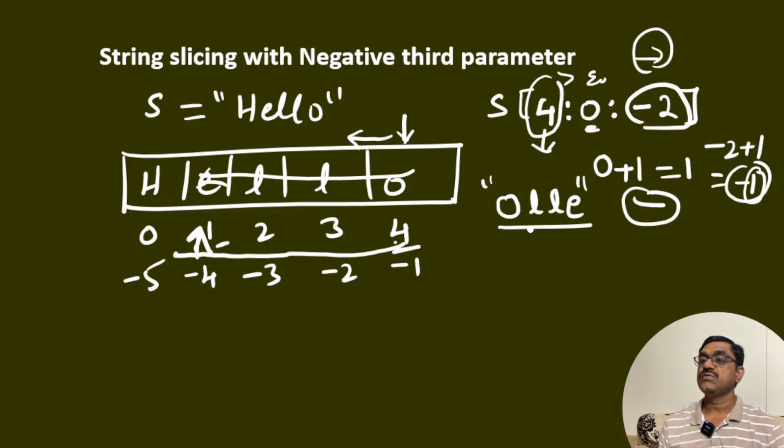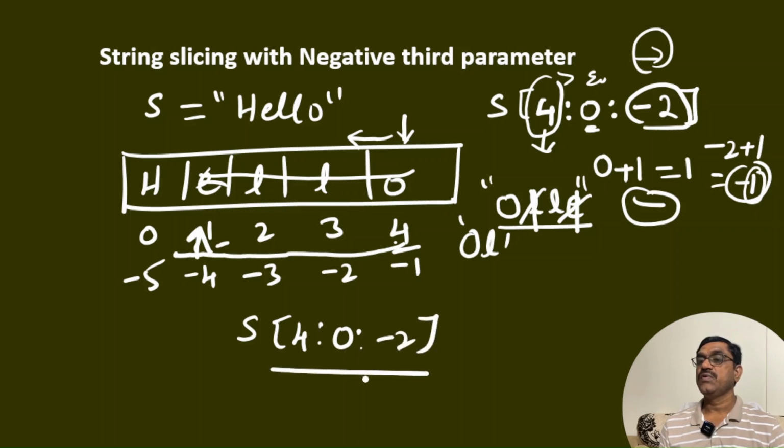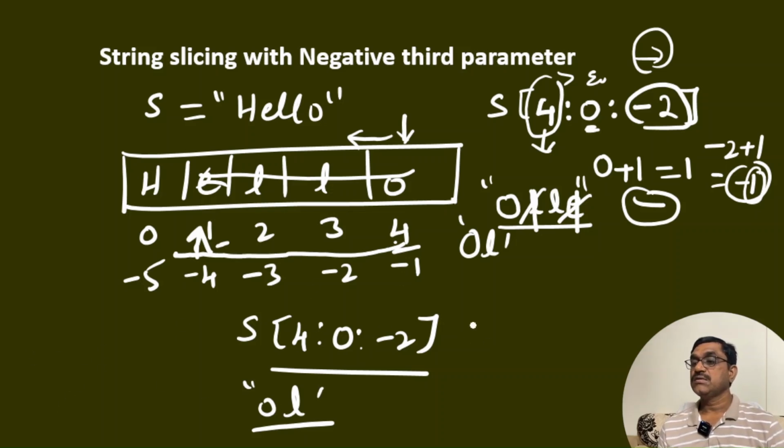You start from O, okay. Now you skip one character and you get L, and you skip another character, E. That means we are going to get OL. When you mention S of 4 to 0 colon -2, we are going to get OL. This is a substring.